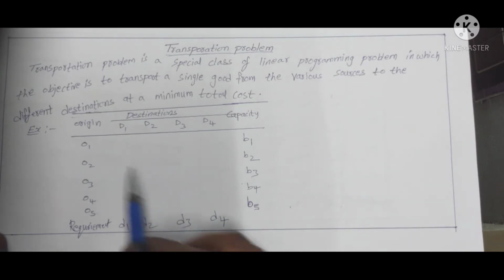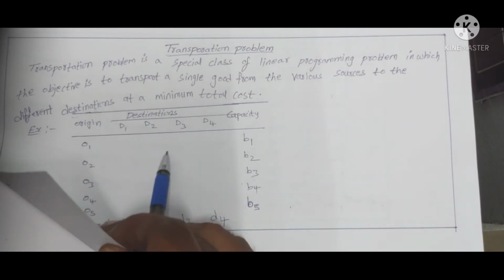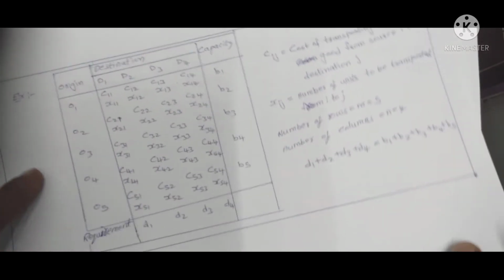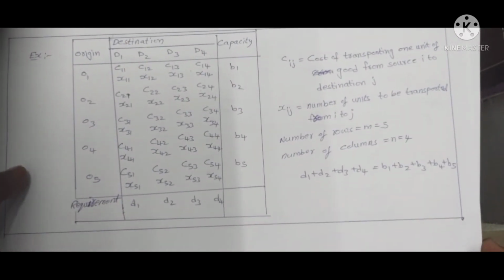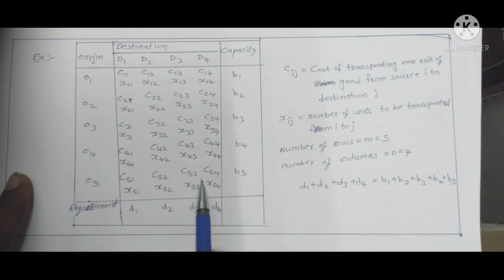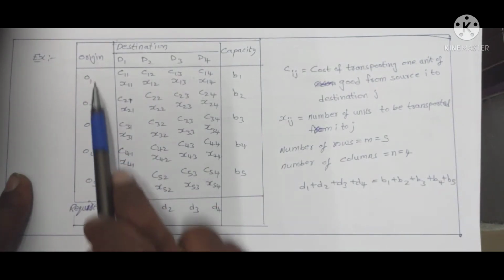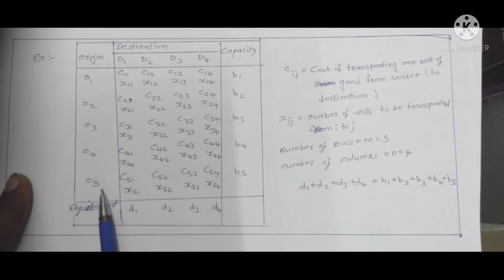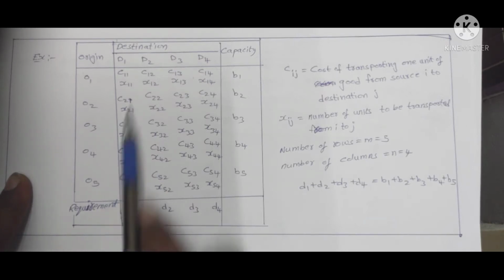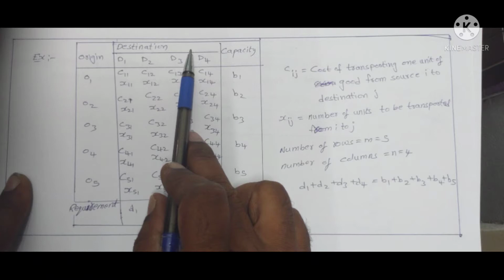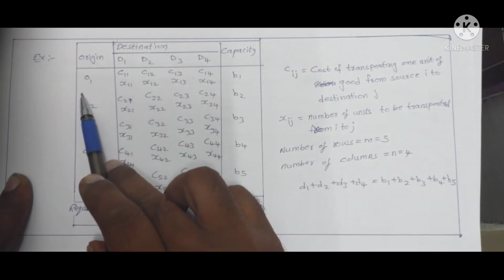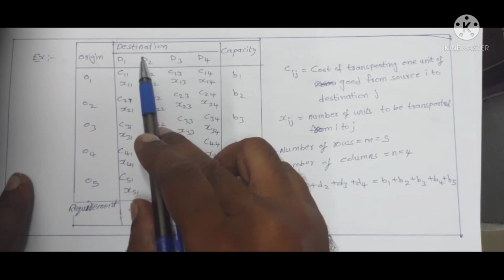Let us see the origins on the next page. Here we have prepared a table. In this table, these are the origins O1, O2, O3, O4 and O5. The origins are where the products are produced. And destinations are where the products will be transported from the different origins.